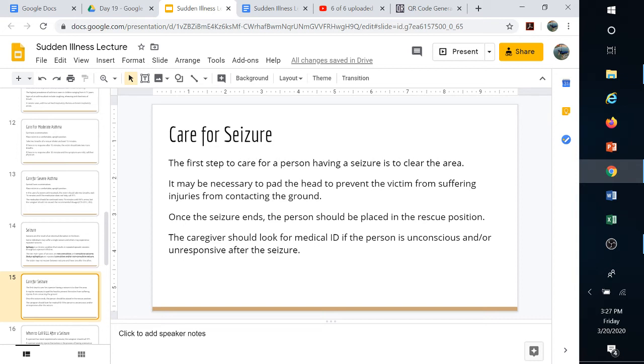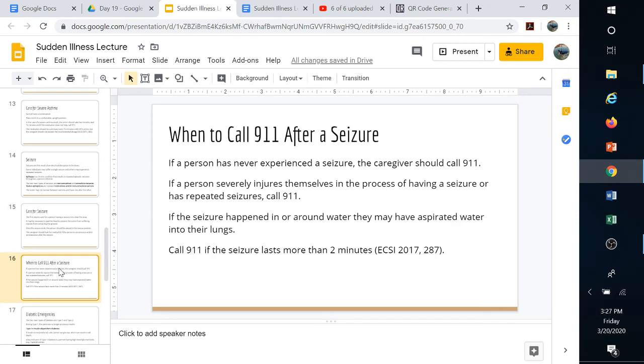And look for a medical ID bracelet if you don't know if this is a known condition. If you have no idea, and don't have any information on the person, look for a medical ID bracelet. It may tell you if they have epilepsy, if this is a known condition. So, when to call: if they come back around and they've never experienced a seizure before, you should call 911.